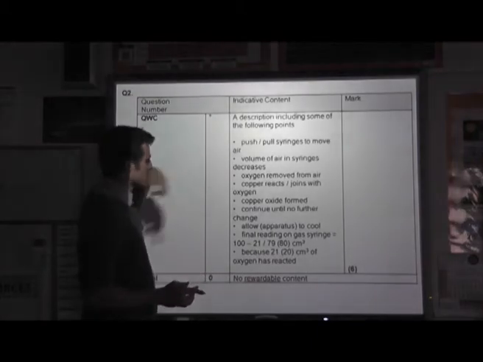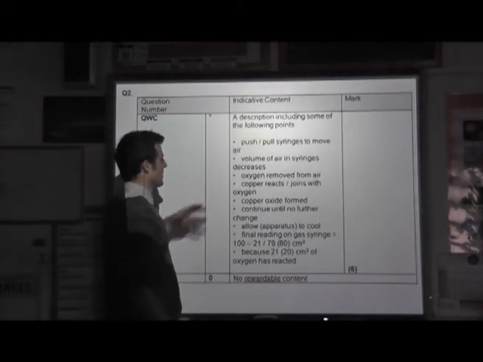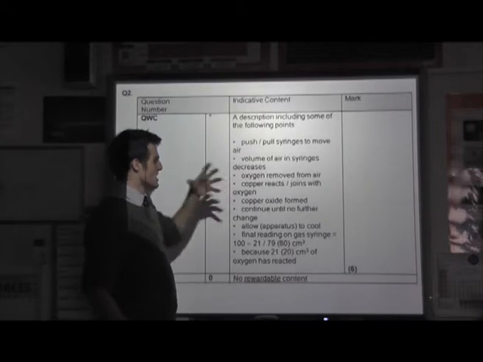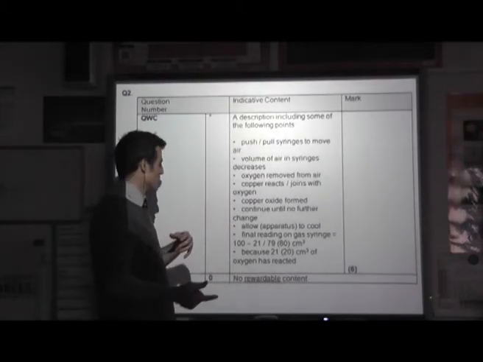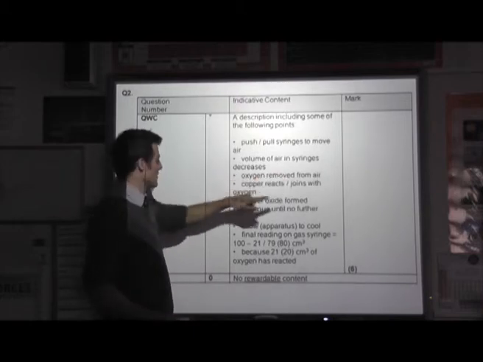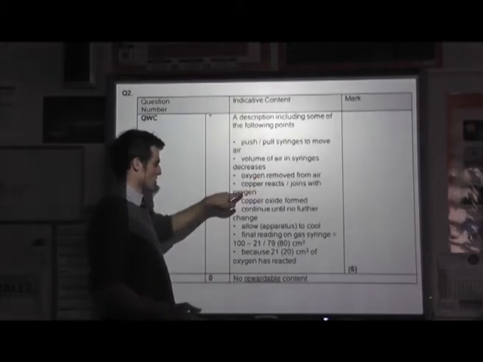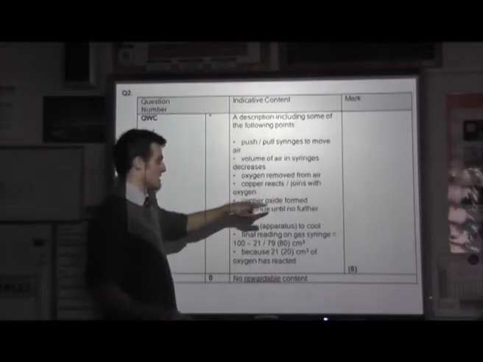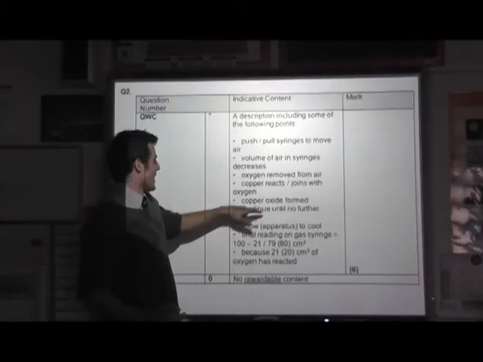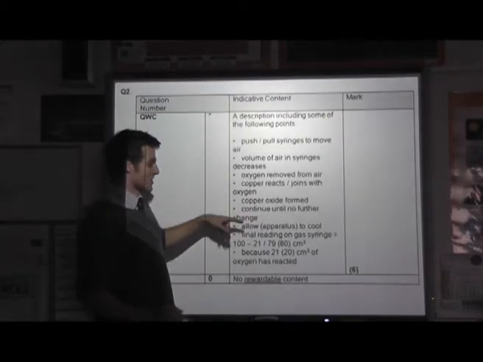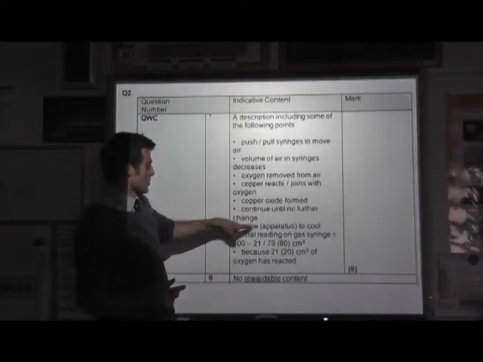Okay, push and pull syringes to move the air. Did you get that one? The volume of air in the syringes decreases. Have you at some point said that the volume of air is getting less because the oxygen is getting removed? Oxygen removed from the air. Copper reacts with the oxygen. Okay, you can use the word joins instead. Copper oxide is formed. You continue until there's no further change, and then remember, this one's easy to forget.